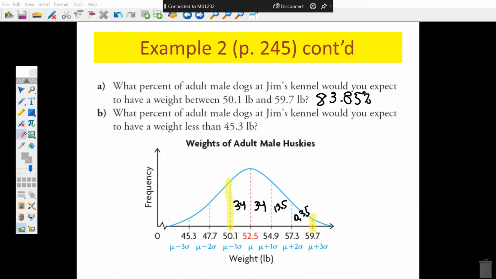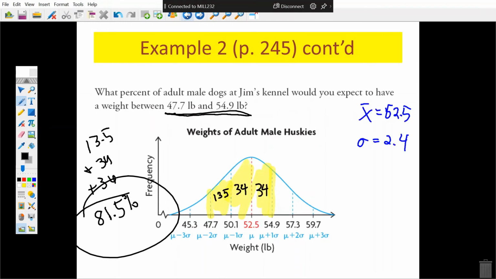Question B says, what percent of adult male dogs at Jim's Kennel would you expect to have a weight of less than 45.3? Okay, so I'm going to erase this for a moment. Now, I want to be less than 45.3. So I'm looking for this little piece right here. Okay? So to help, I'm going to fill in my numbers. 34, 34, 13.5, 13.5, 2.35, 2.35.